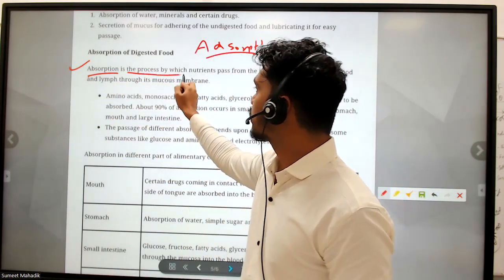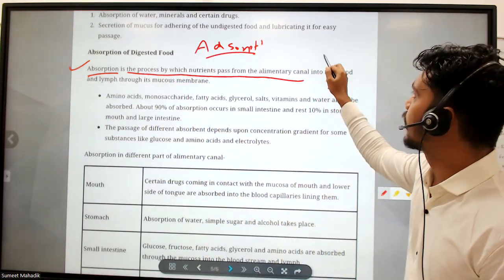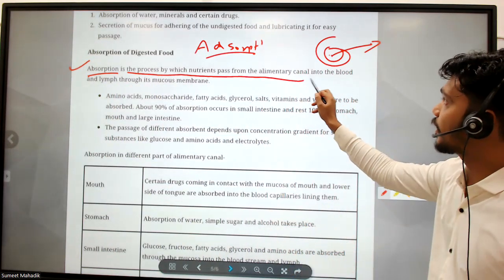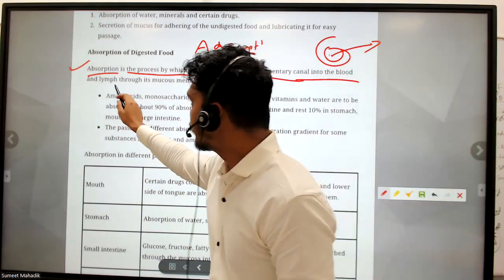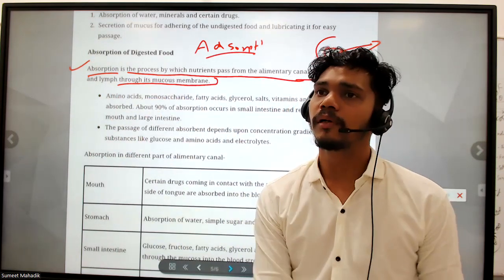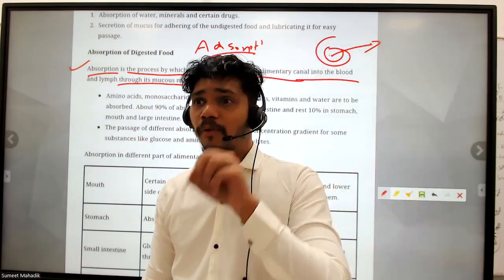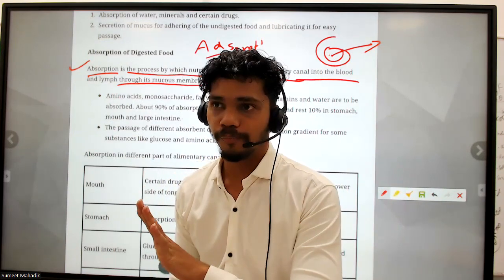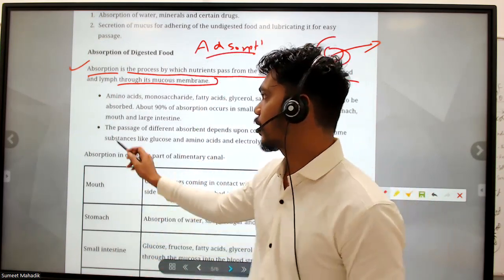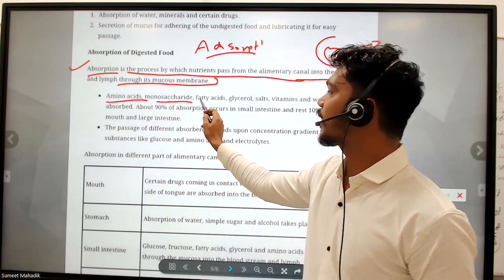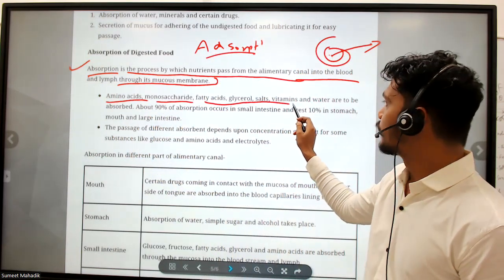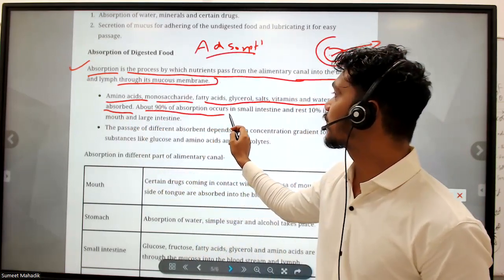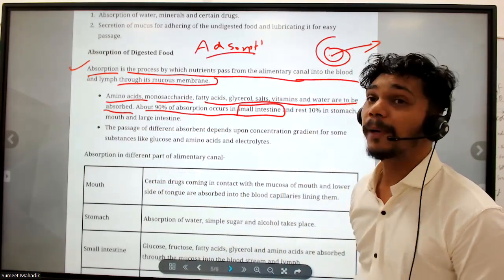So absorption is a process by which nutrients pass from the alimentary canal. Can you see that lumen? From the lumen it's going to the outside, so from the alimentary canal into the blood and lymph through its mucous membrane. What is lymph? If the blood is devoid of RBCs, there is no red color, but WBCs are there. It's called lymph. Okay. Amino acids, monosaccharides, fatty acids, glycerol, vitamins, and water are to be absorbed. About 90% of absorption occurs in the small intestine. Which part?